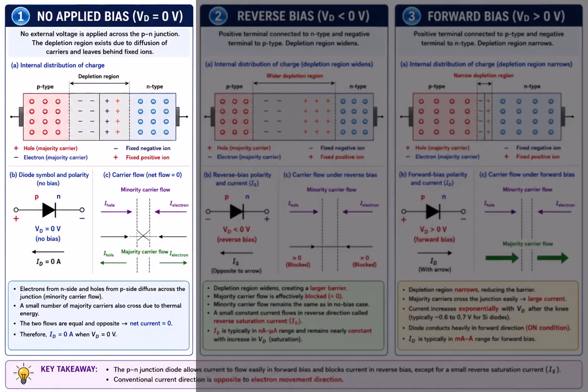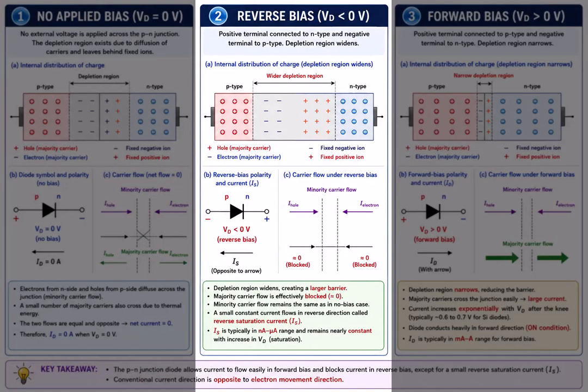Next, observe the carrier flow diagram. Minority carriers can move across the junction in one direction, while a small number of majority carriers may also cross due to thermal energy in the opposite direction. Under no bias condition, these two flows are equal and opposite. Therefore, the net current is 0. The key point is that an unbiased diode already has a depletion region, but the net current through the diode is 0.